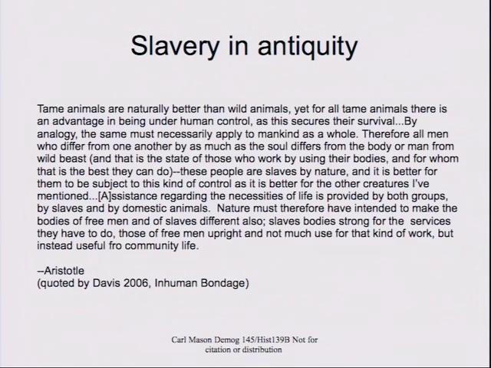These people are slaves by nature, and it is better for them to be subject to this kind of control, as it is better for other creatures that I mentioned above. Assistance regarding the necessities of life is provided by both groups, by slaves and by domestic animals. Nature must therefore have intended to make the bodies of free men and slaves different also. Slaves' bodies strong for the service they have to do, those of free men upright, and not much use for that kind of work, but instead useful for community life.